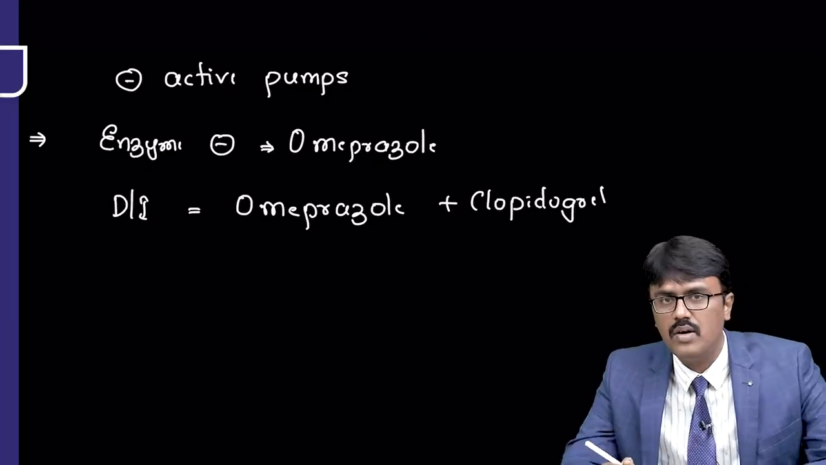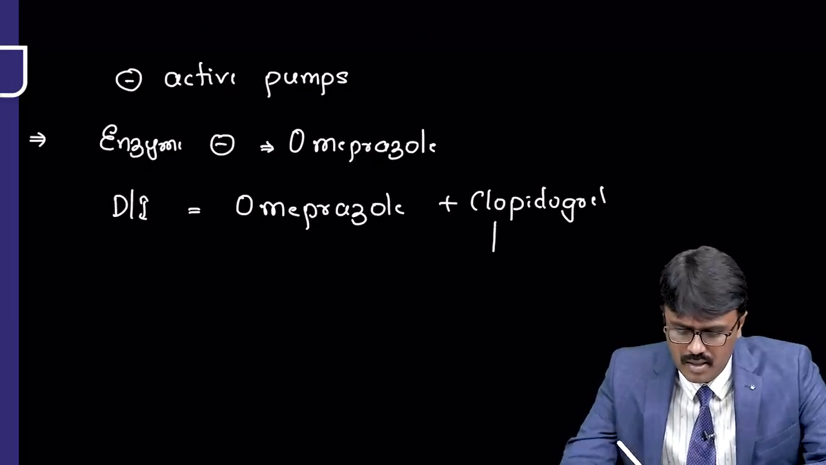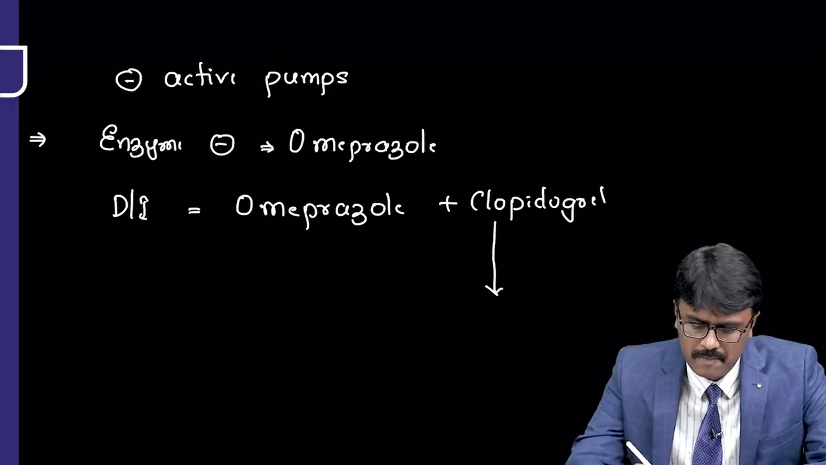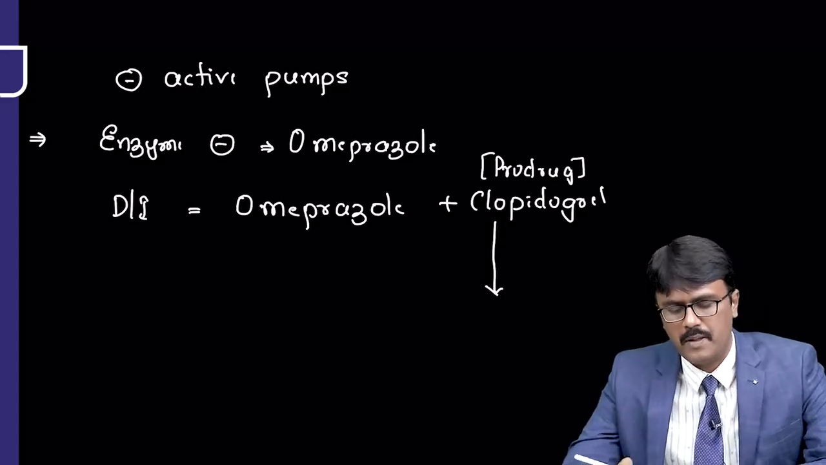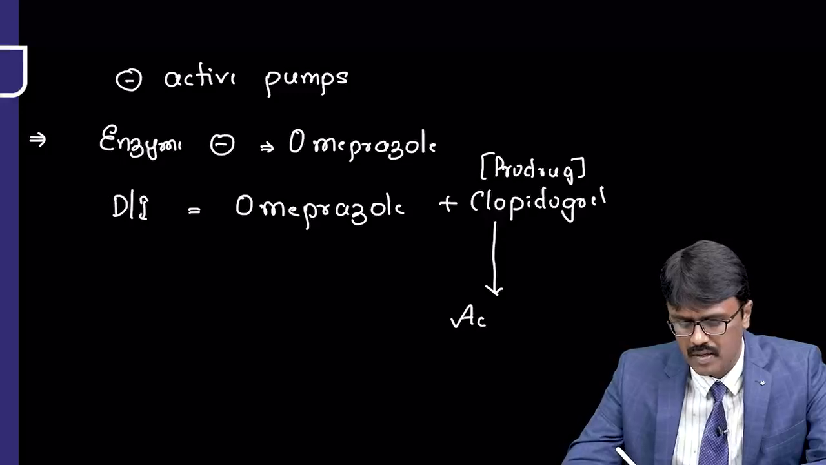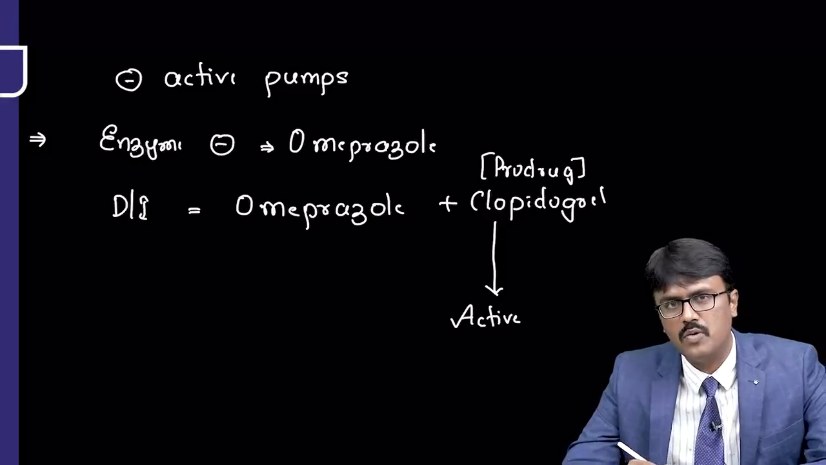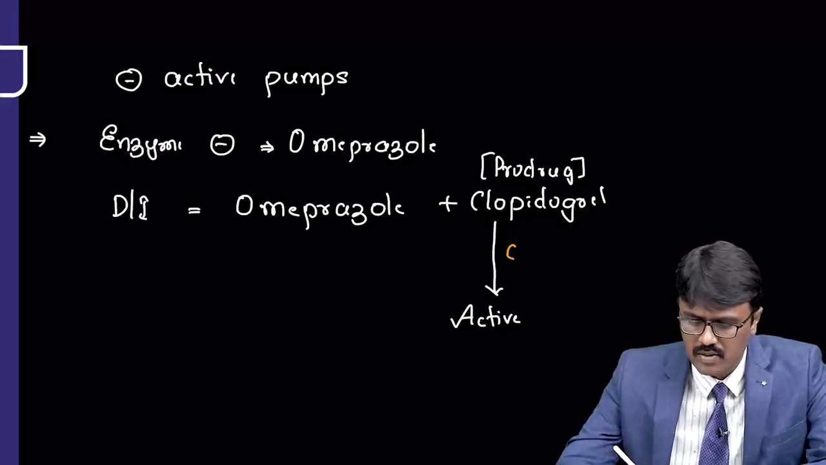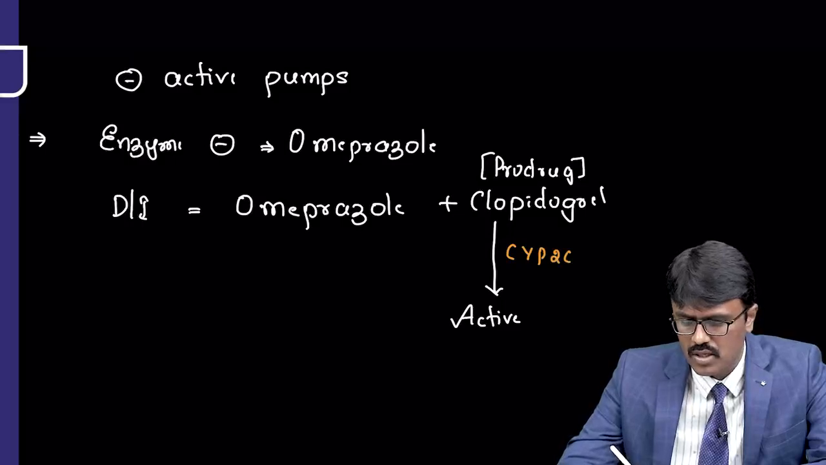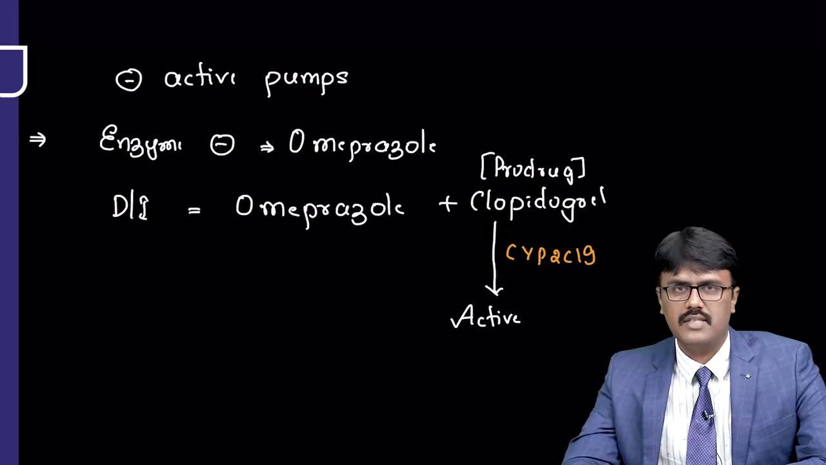Please remember, clopidogrel is a prodrug. You know what a prodrug is? A prodrug is inactive. After metabolism, it becomes active. So it will become active with the help of metabolism. Who will convert that? There is an enzyme called cytochrome 2C19. So this is the enzyme which will convert it.